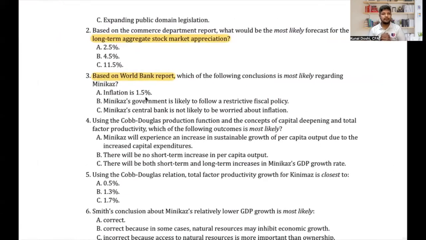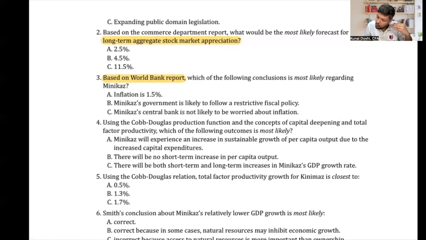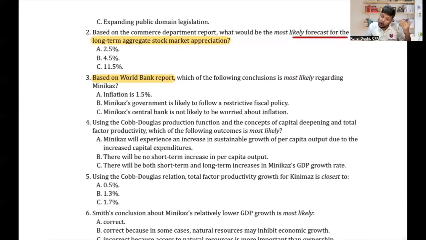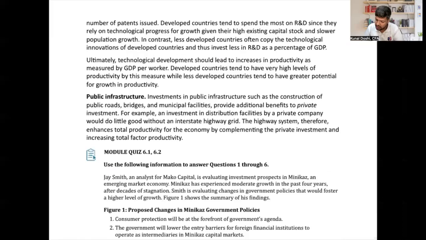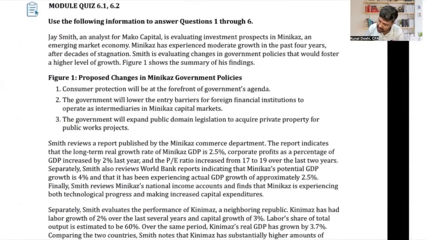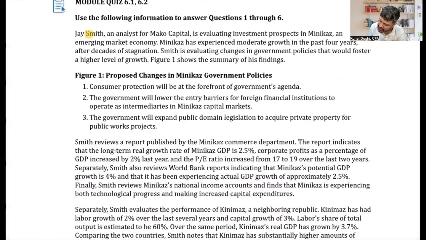Based on the Commerce Department report, do I have any question here? No. Okay, yes, B. Based on the Commerce Department report, we'll read what it is. What would be the most likely forecast for long-term aggregate stock market appreciation? Now, we have this, we will read this. Jay Smith, an analyst with Mako, is evaluating investment prospects in Minicas, an emerging market, developing economy. Minicas has experienced moderate growth in the past 4 years, and after decades of stagnation, Smith is evaluating changes in government policies that would foster a high level of growth.